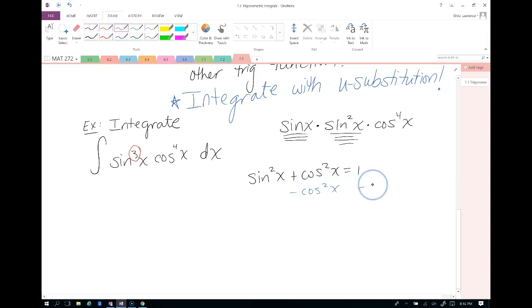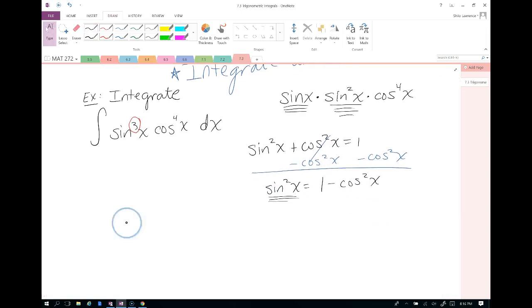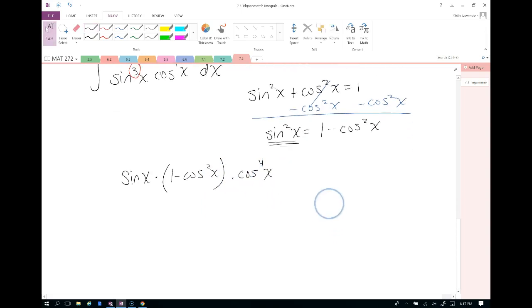In order to do that, I've got to subtract the cosine squared over to the other side. And this is going to give us an expression to use so that we can replace the sine squared with cosines. So I can replace sine squared with 1 minus cosine squared. So now we've got the expression sine x, we're holding on to that one, and then instead of sine squared, I've got 1 minus cosine squared, and then I also have my cosine to the fourth. We're not doing anything with that one because that didn't have an odd power. Right now we're just working with our odd powered trig function.